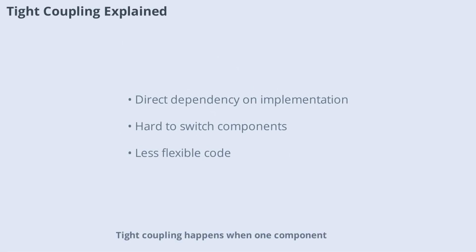Coupling happens when one component relies heavily on another's specific implementation. For example, imagine an OrderService class that directly uses a MySQL database. If you ever want to switch to a different database, like PostgreSQL, you might have to rewrite parts of OrderService. The problem isn't just having a dependency, it's being tied to a particular way of doing things. This makes your code harder to change and less adaptable to new requirements.